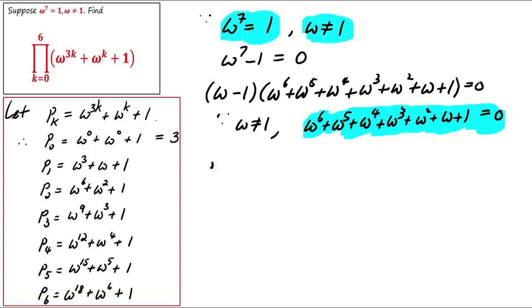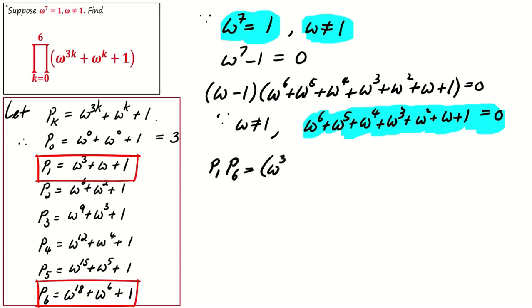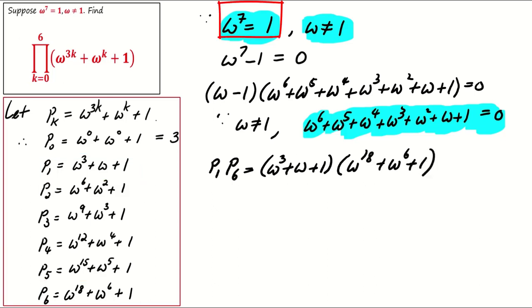Now, let's group the first and the last term of the other p_k values. For instance, when we consider p_1 times p_6, it gives us omega to the power 3 plus omega plus 1 times omega to the power of 18 plus omega to the power of 6 plus 1. Note that omega to the power 7 is 1 implies that omega to the power of 18 is omega to the power 4. So we can substitute that.